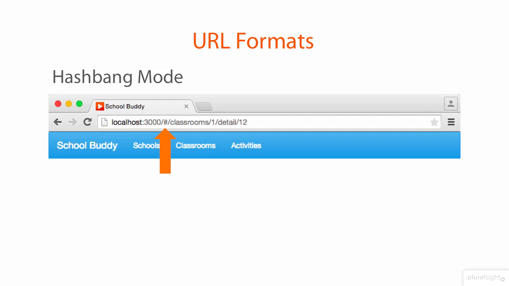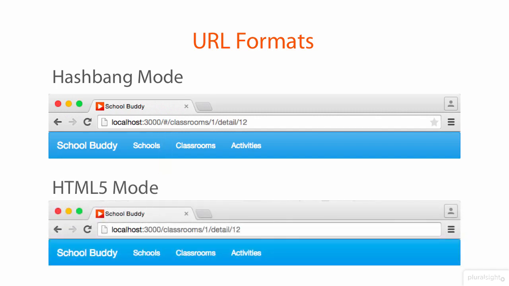The alternative to Hashbang mode is HTML5 mode. There are a few differences between the two modes, but the most obvious is that the hash sign no longer appears in the URL. As you can see in this example, everything else about the URL remains the same. The only difference is the absence of the hash sign. When Angular is configured to run in HTML5 mode, it attempts to use the browser's HTML5 history API. That API, combined with a few other changes you'll have to make in your application and on your web server, allow Angular to manage and present URLs without the hash sign.